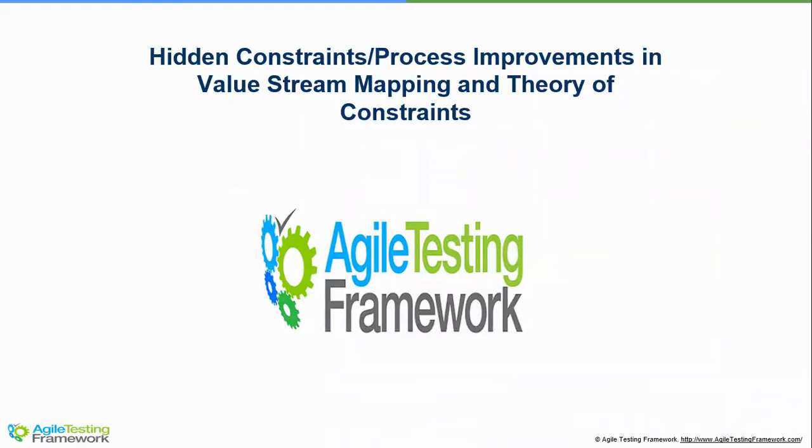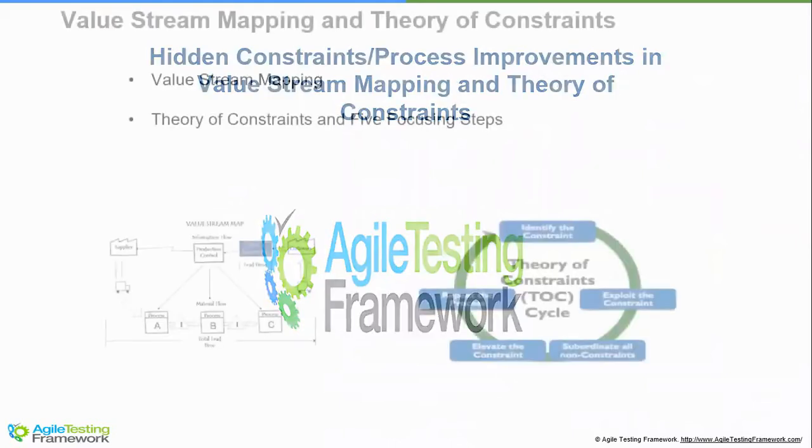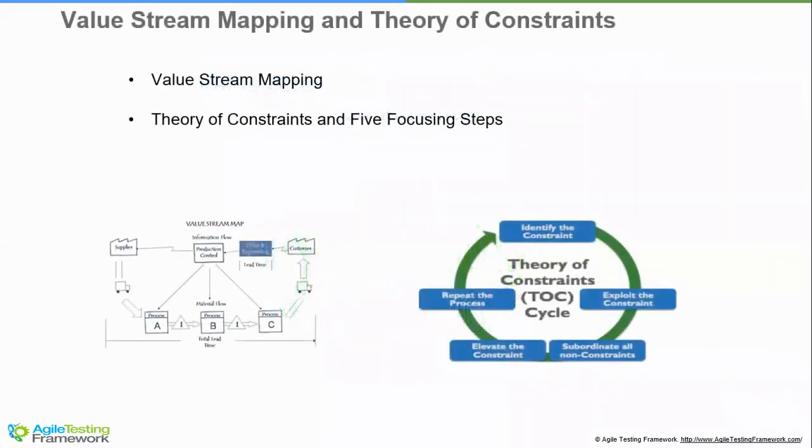Today's subject is hidden constraints, process improvements, and value stream mapping in the theory of constraints. One of the starting points with any organization looking to start the DevOps journey, or even just looking for process improvement, is to create a current or future state value stream map or apply the theory of constraints.